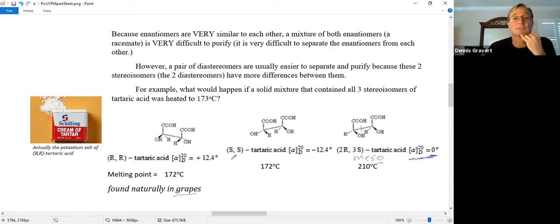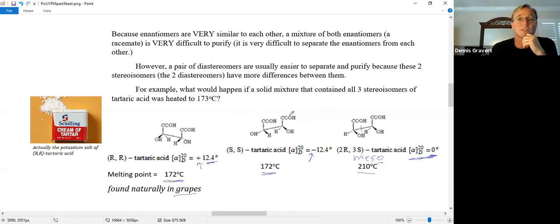This one's chiral. It's got a pair of chirality centers. Rotates it in a counterclockwise sense. And hey, the other molecule rotates it by the same amount, 12.4, in a clockwise sense. And these are a lot alike. The natural form of tartaric acid melts at 172, so does the enantiomer. The meso compound doesn't melt till 210 though.